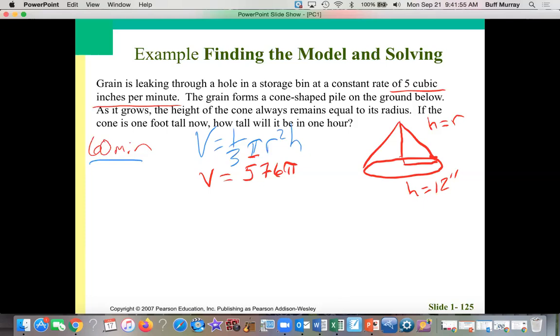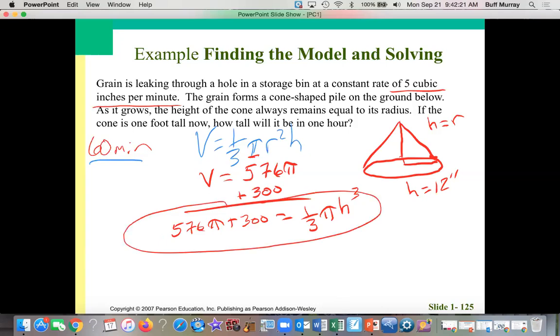So our volume is now 576 pi plus 300, and that should still be 1/3 pi, can I say h cubed? If the radius and the height are the same, can I just say it's h cubed? Substitute them. All right, so then realistically, we just have to solve this equation, and that'll tell us how high the pile is now. Now, how would we solve that algebraically?